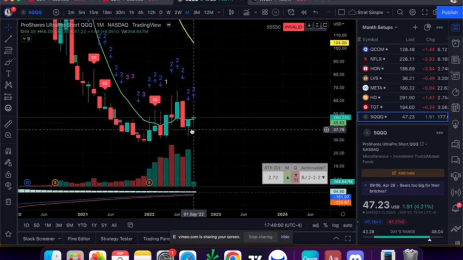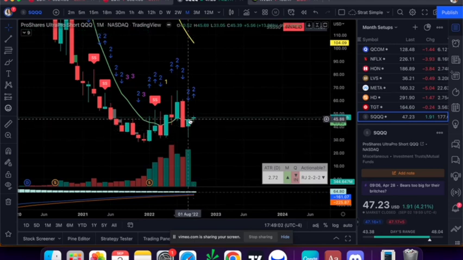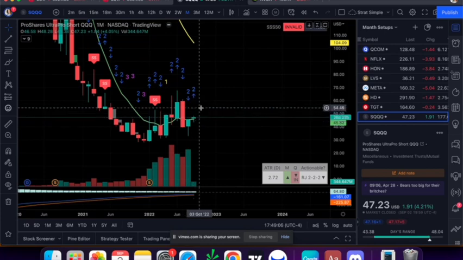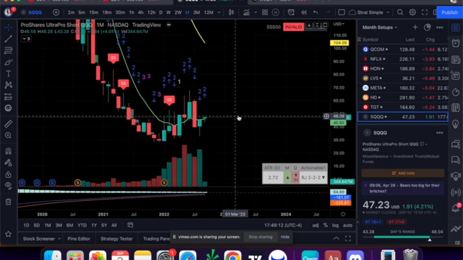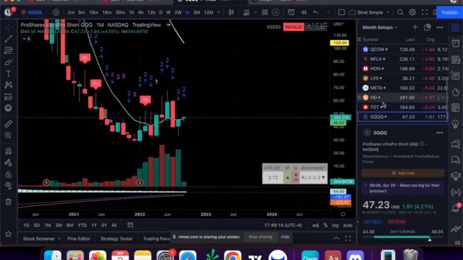You came down, bulls stepped in with a hammer and then broke above this 8. So I have to just see how this acts. It could also go outside. So we're always ready either way.